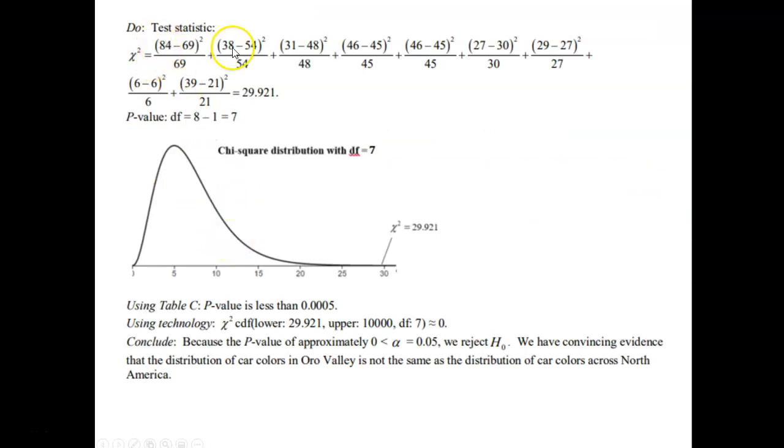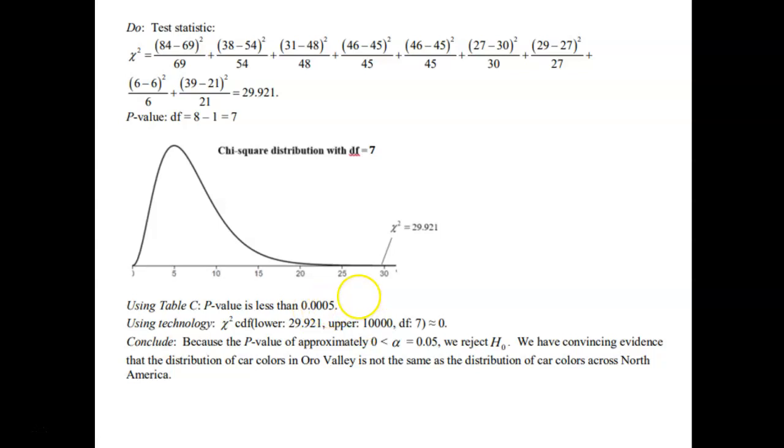Then they calculate the chi-square statistic by taking your observed minus your expected, squaring it, and then dividing by the expected. They found each one of these and added them up, and you got 29.921. Now this was us doing it by hand. We're going to continue doing it by hand. For the distribution we're looking at, the degrees of freedom was 7. And the probability that you would get a 29.921 or higher is really stinking small.